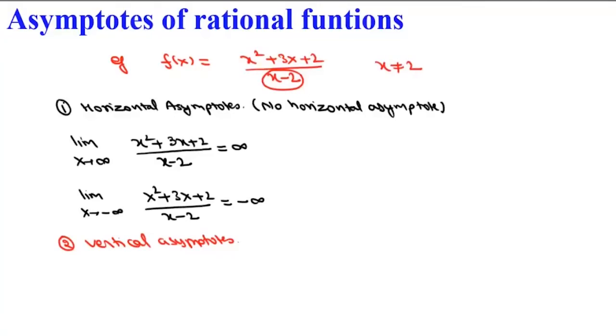We find its left hand limit at 2. So its left hand limit at 2 will be x square plus 3x plus 2 upon x minus 2. Now this is 2 minus h, so it will be this minus h and then this positive value. So as x approaches 2 from the negative side, this value approaches minus infinite.